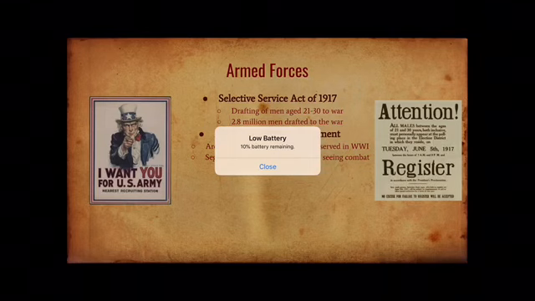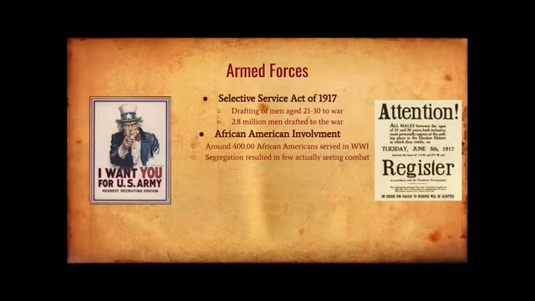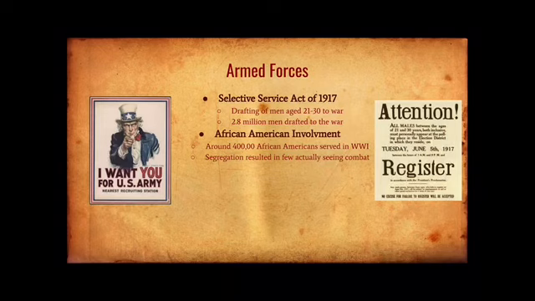Eventually, men aged 18 to 45 were drafted because we needed more. A lot of people didn't even make it that far because of disease. Lots of people didn't even see combat because there was so much disease, and they died before.